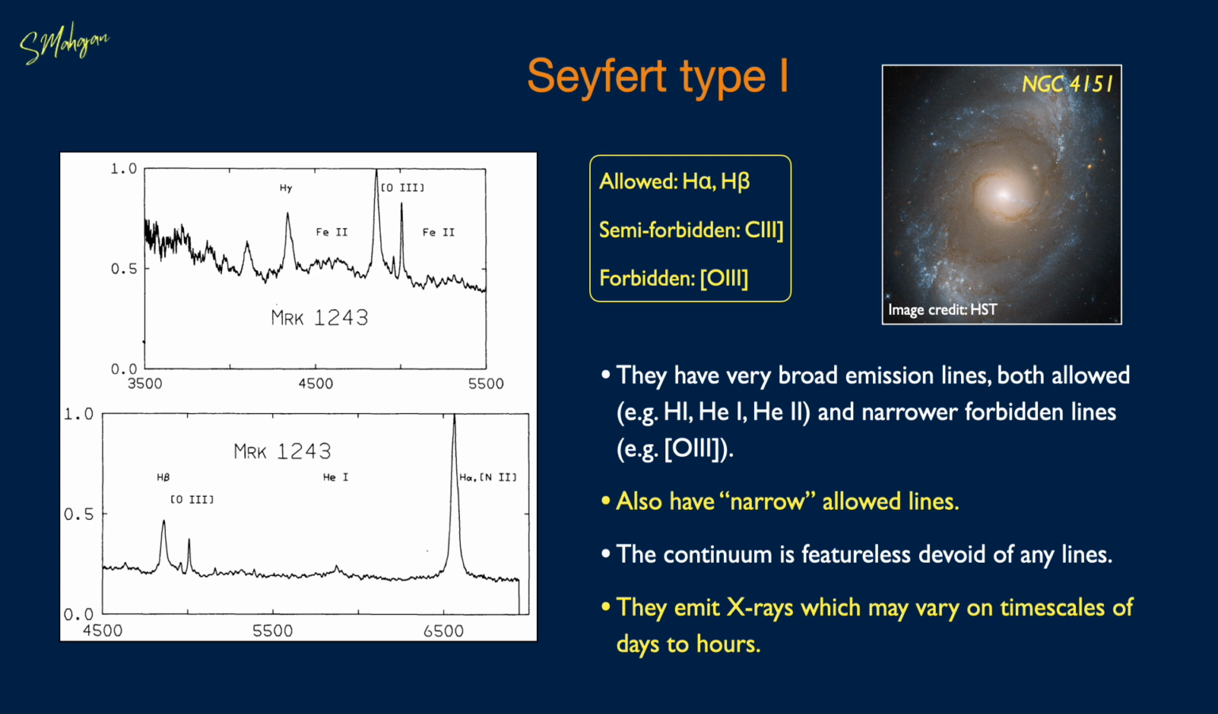Doppler broadening estimates indicate that the broad lines originate from a source with a typical velocity of 1 to 5,000 km per second, while the forbidden lines correspond to speeds of around 500 km per second. Seyferts generally have a featureless continuum devoid of any lines. In Seyfert 1s, the small nuclear region often overwhelms the combined light from all the stars in the galaxy. Some Seyferts are found to show both broad and narrow lines and therefore are labeled as type 1.5. Both Seyfert types 1 and 1.5 emit X-rays, which are usually very variable in nature.